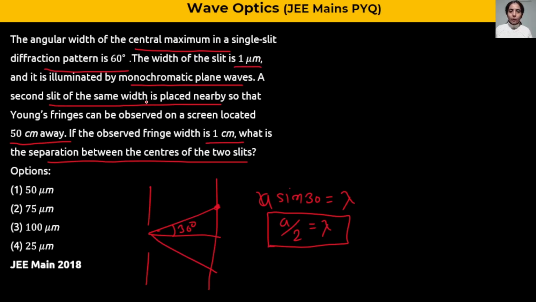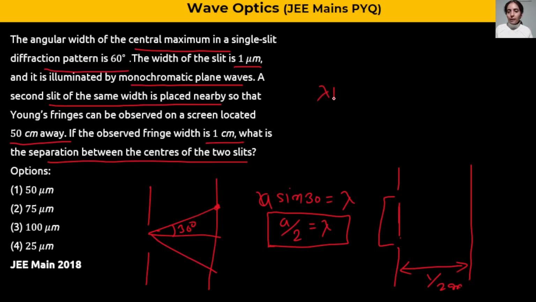A second slit of the same width is placed nearby, so that I mean we are converting it into YDSE setup. So two slits हमने ले लिया ऐसा same जो यहाँ पे use हुआ है, ऐसा कुछ लिया, and then we are keeping one screen. And screen located how much, 50 centimeter away. So half meter पे हमने एक screen को रखा. If the observed fringe width is 1 centimeter, what is the separation between centers of two slits? So इन दोनों slits के बीच का separation क्या है, अगर तुम्हारा fringe width is 1 centimeter.